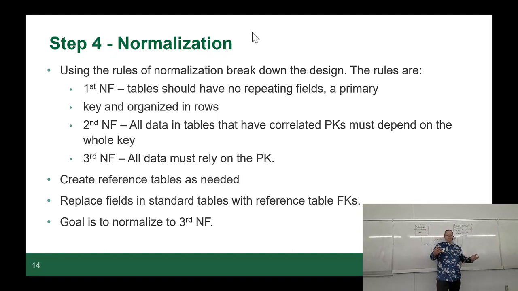So the goal is you want to get to third normal form as much as possible. Actually, I meant to go back to the reference table. If you have a column that really should be a reference table, you replace that text column with a foreign key. So if you had a structure of name, address, city, province, postal code, country, odds are the province and the country will become dropdowns. Those will become foreign keys pointing to two reference tables.